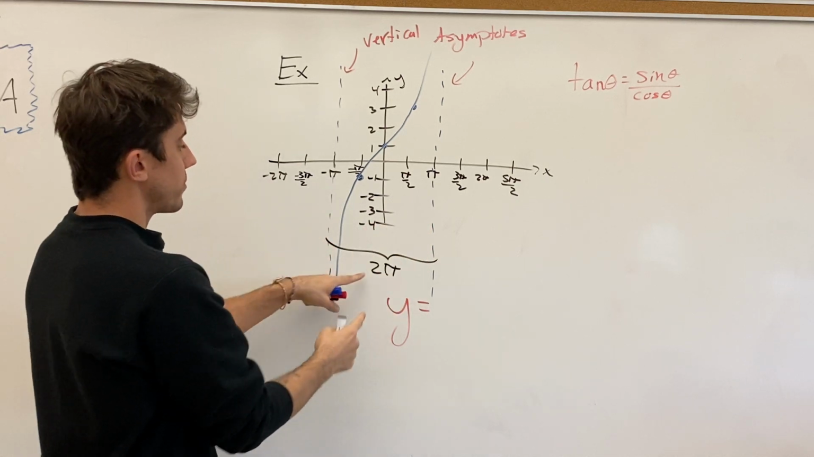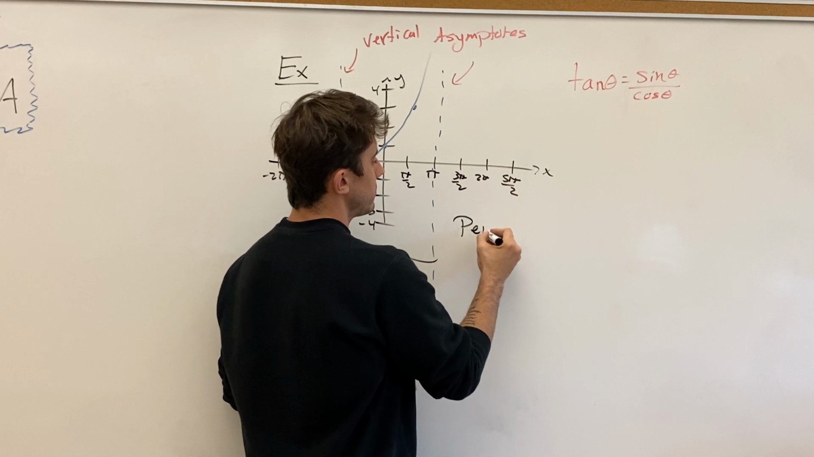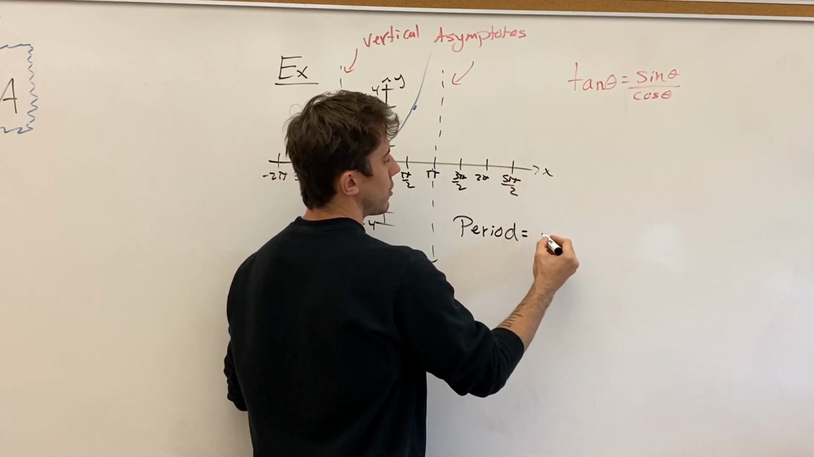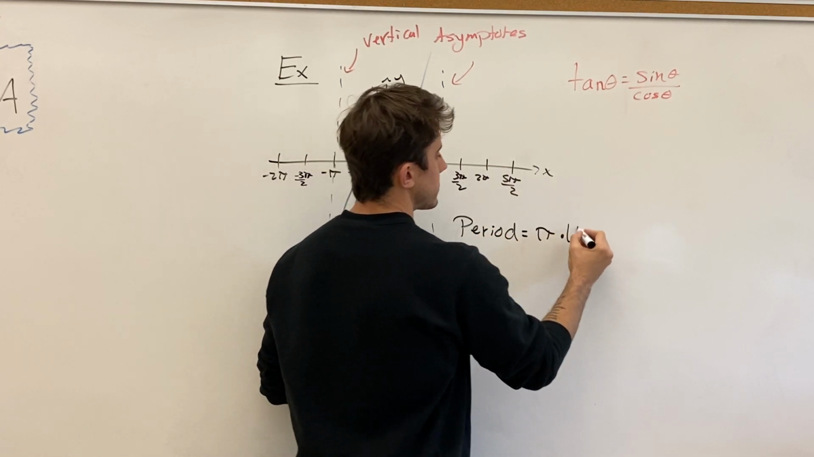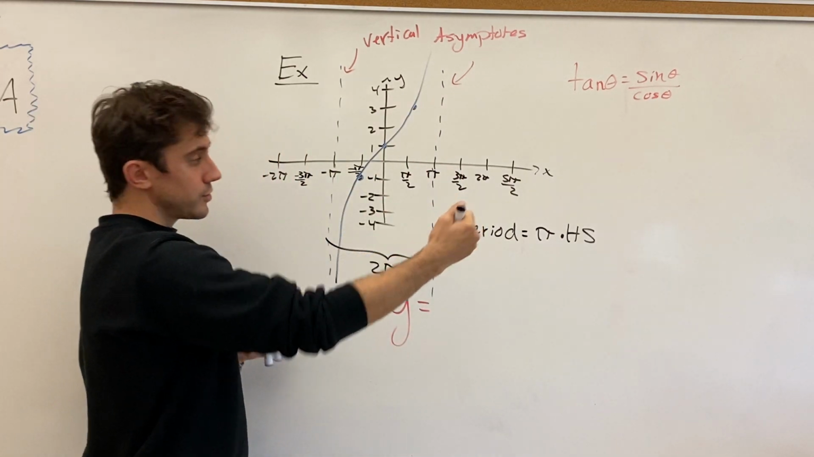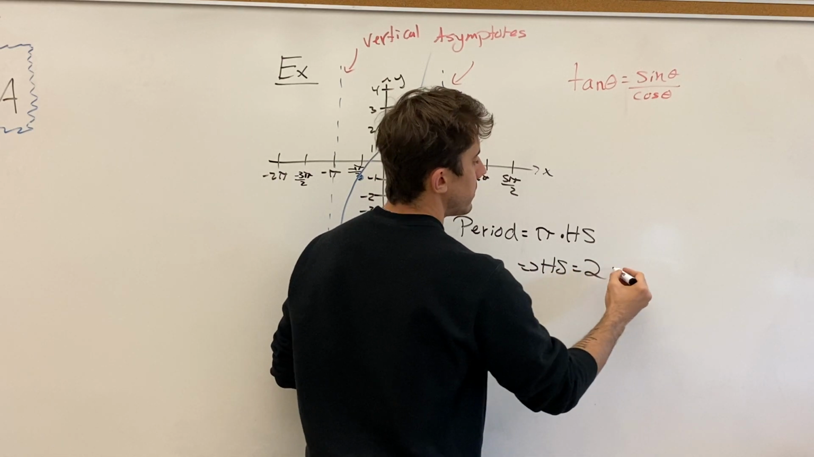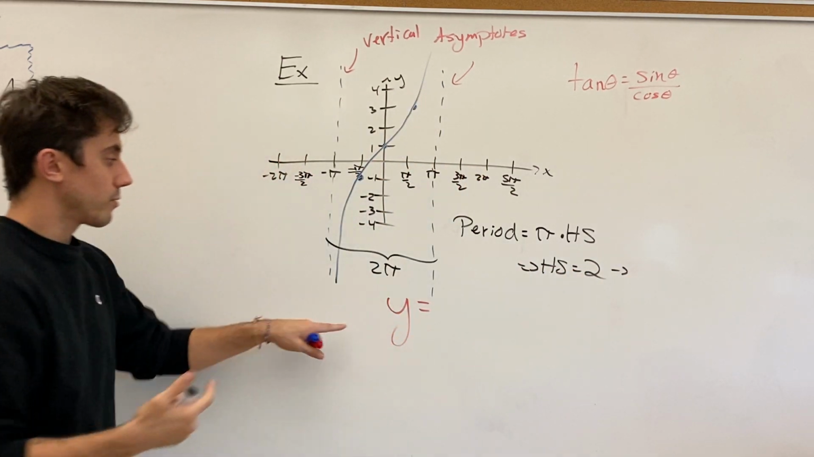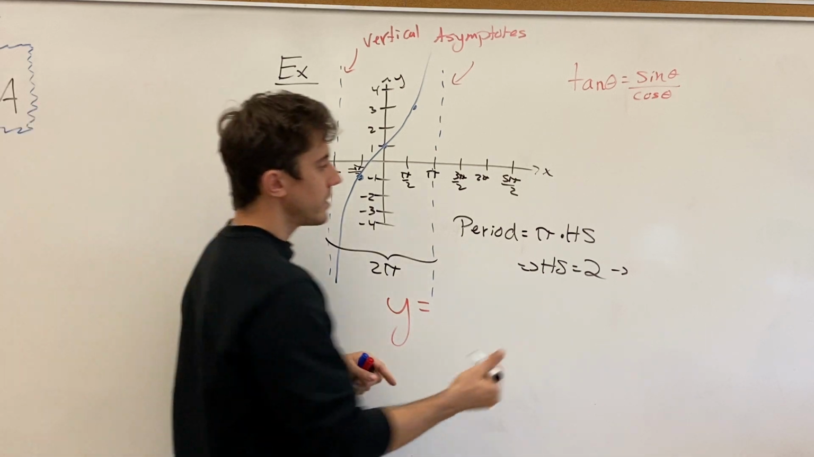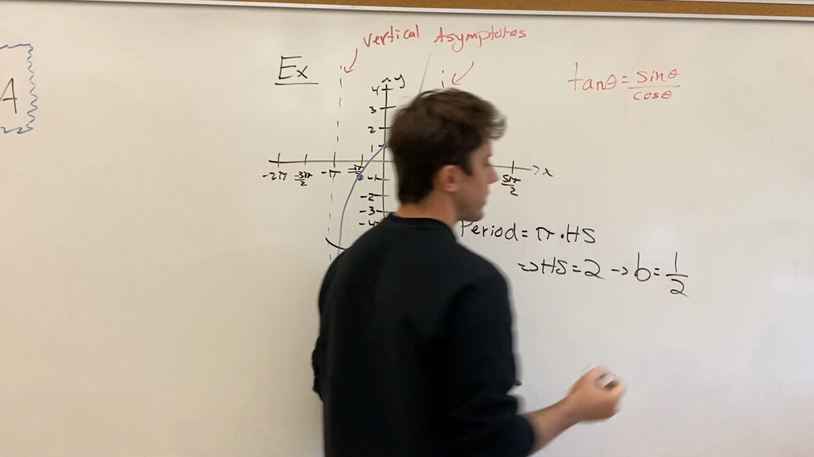And so now, since our period is twice as large, we know that the period of a tan function is always pi times the horizontal stretch, and so this is clearly stretched out by a factor of 2, which means that our horizontal stretch is 2, and that also tells us that when we're writing our equation in transformational form, our b value is the reciprocal of our horizontal stretch, meaning a b value of 1/2.